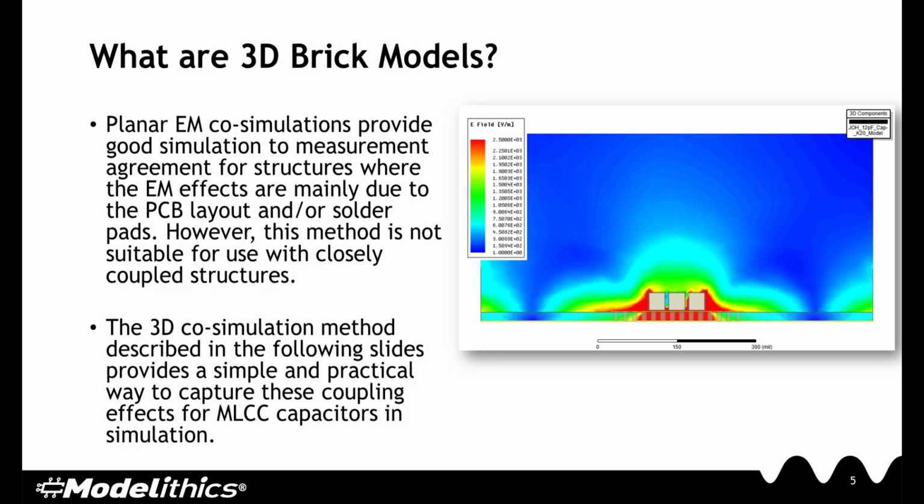Planar EM co-simulations can provide good simulation and measurement agreement for structures where EM effects are mostly due to PCB layout and/or solder pad interactions. However, when dealing with closely spaced components, planar EM co-simulation may not provide accurate results due to the fact that it's not capturing the component-component interactions. In the following slides, the 3D co-simulation method that we'll describe will provide a simple and practical way to capture these coupling effects for MLCC capacitors in simulation.